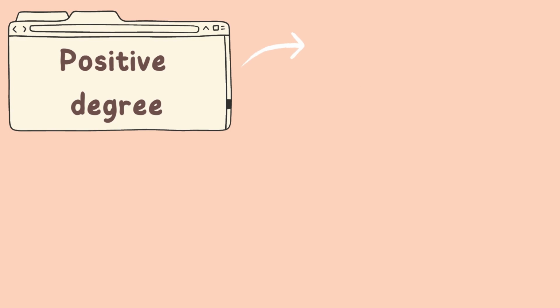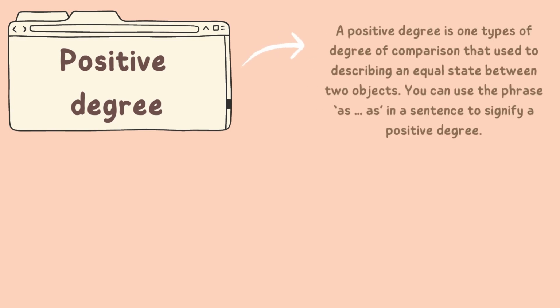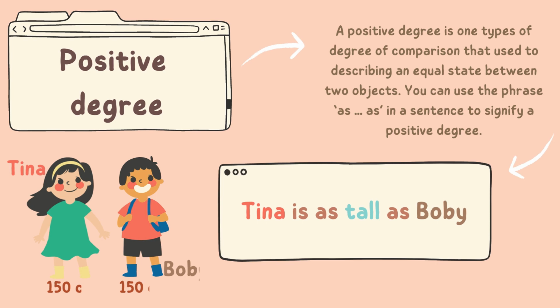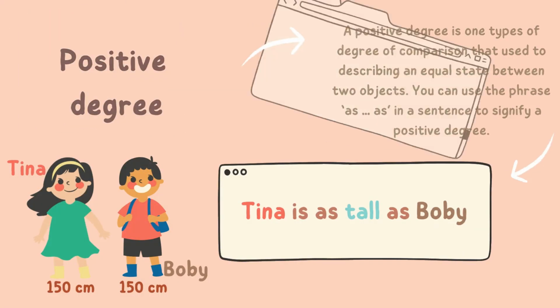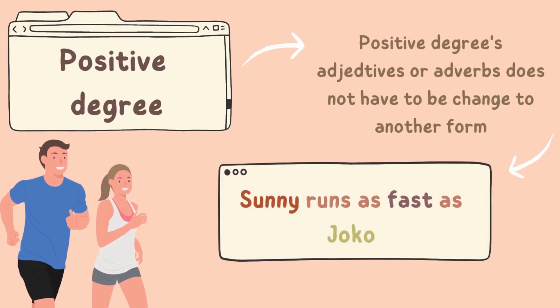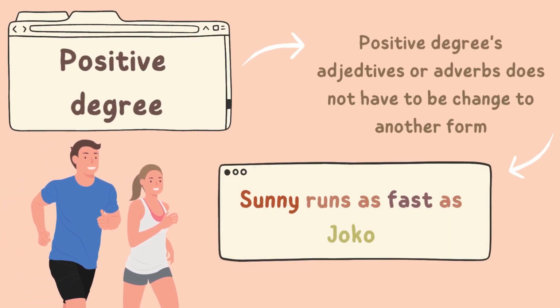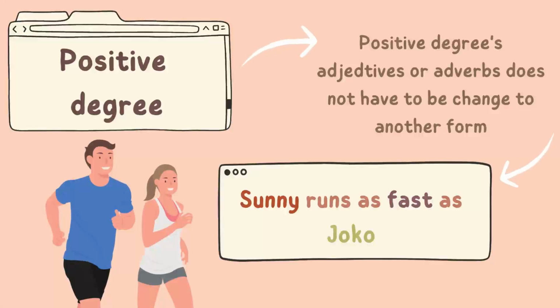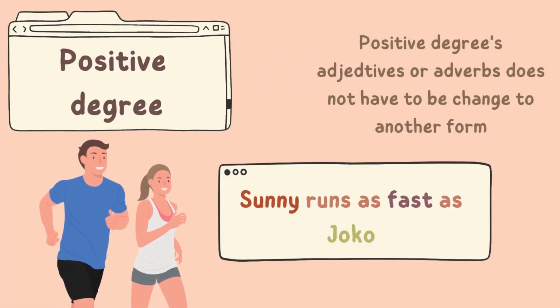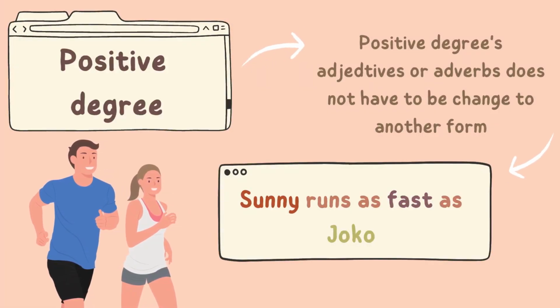The first type is positive degree. Positive degree is one type of degree of comparison that is used to describe an equal state between two objects. You can use the phrase "as" in a sentence to signify a positive degree. For example, Tina is as tall as Bobby, because the height of Tina and Bobby is equal. Next example is Sunny runs as fast as Joko, because their speed in running is equal. Positive degree adjectives or adverbs don't have to be changed to another form.